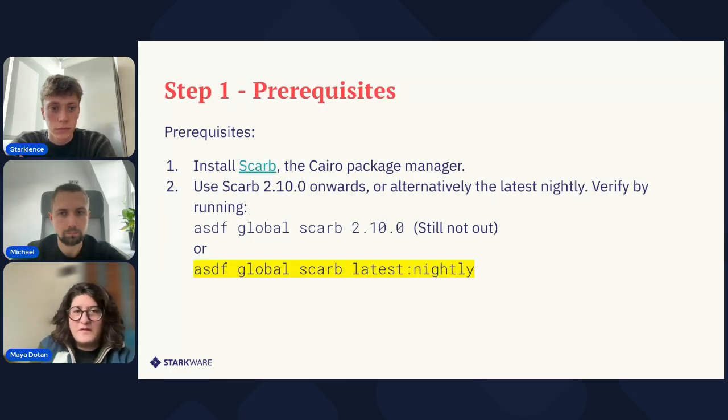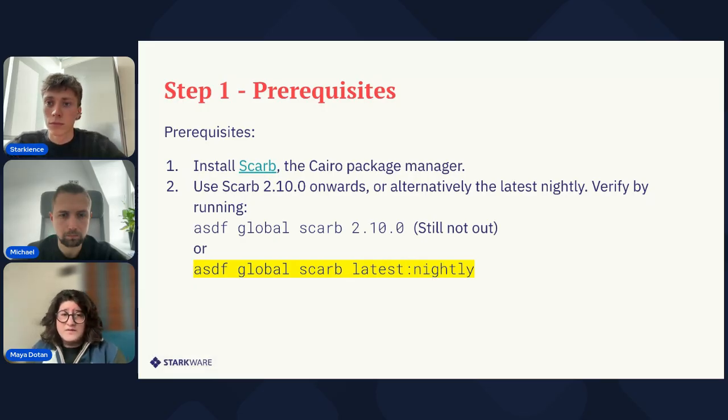So the thing that you will have to do in order to prove Cairo code with STWO is first to install Scarb, which is a Cairo package manager. And this is a standard way to write Cairo code. Typically you do this via ASDF, and you can verify that you have the correct version to run by also using ASDF Global. And we're going to use the latest nightly version for this demo.